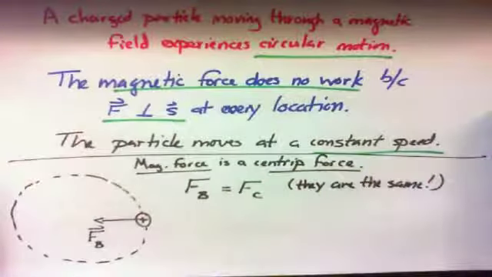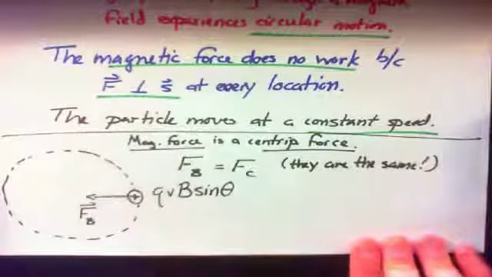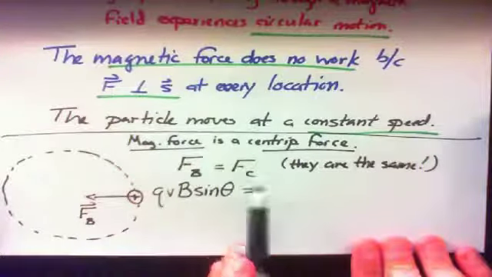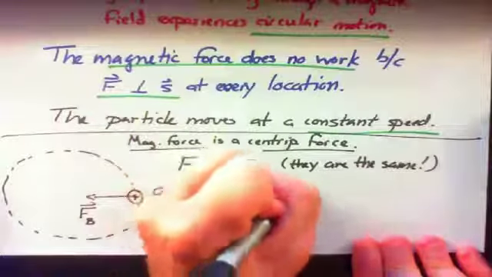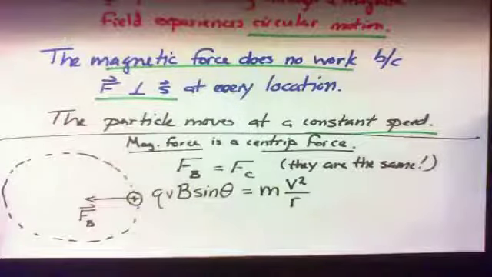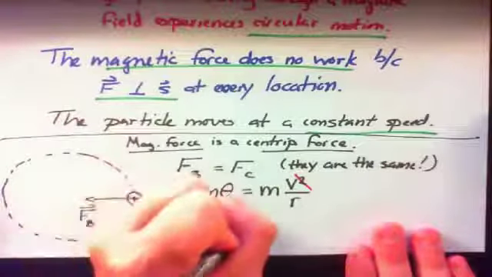So, FB, the magnetic force, well, we know that that's equal to qvB sine theta. We also know that we have an equation for the centripetal force. The centripetal force is always equal to mv squared over r. So now I've got an equation. qvB sine theta equals mv squared over r. Let's clean this up a little bit. What shows up on both sides? v. Cancel out a v. All right.